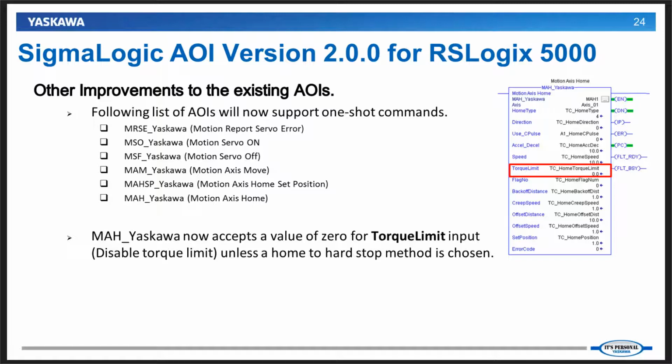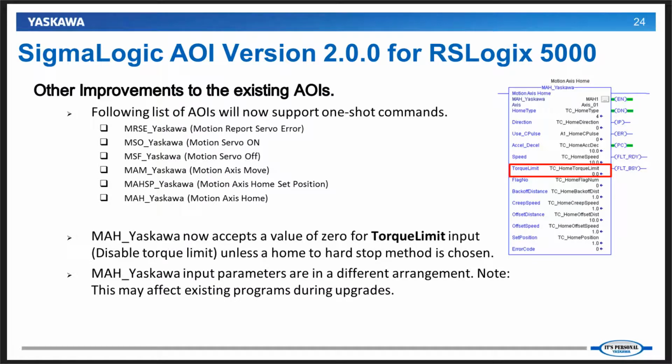So you can enter torque limit of 0, which means it simply disables the torque limit unless the homing type is home to hard stop, in which case you have to set that home torque limit for the homing sequence to complete.